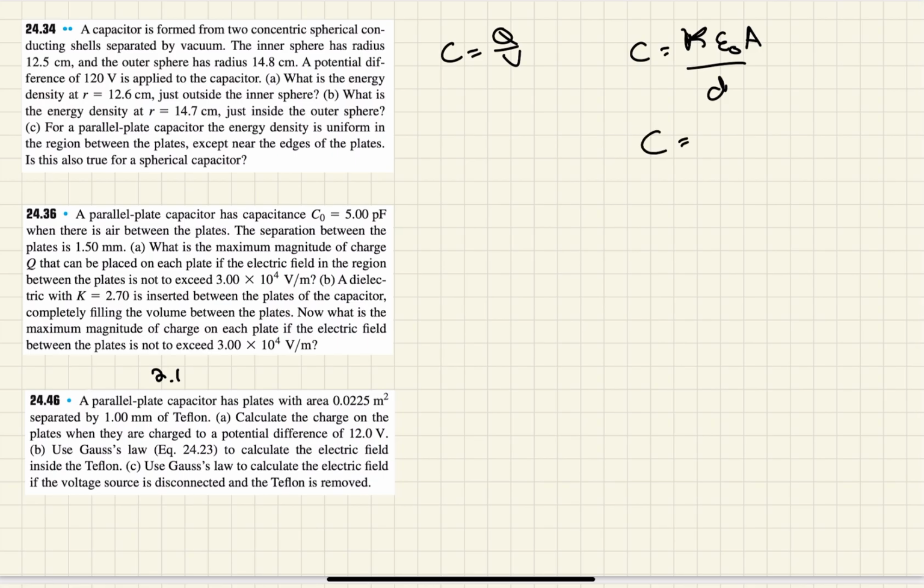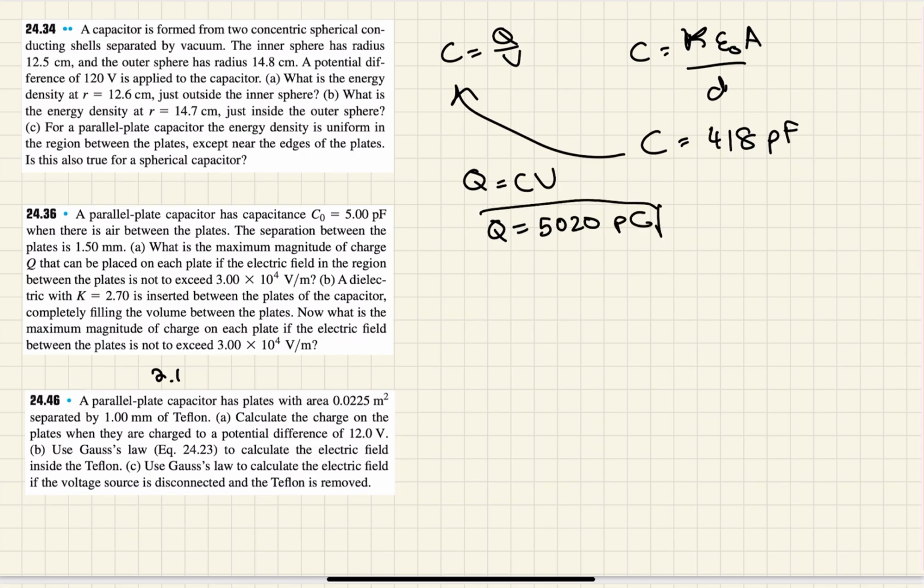We do basically everything here. You're going to get 418 picofarads, which is just 4.18 times 10 to the power of negative 10 farads. And to find the charge, you plug that in here, and you get Q equals CV. V is 12 volts times 418 picofarads, so Q equals 5,020 picocoulombs, which you can write in scientific notation. I just like writing picocoulombs. You could also write it as 5.02 nanocoulombs. It doesn't really matter, it's up to you.